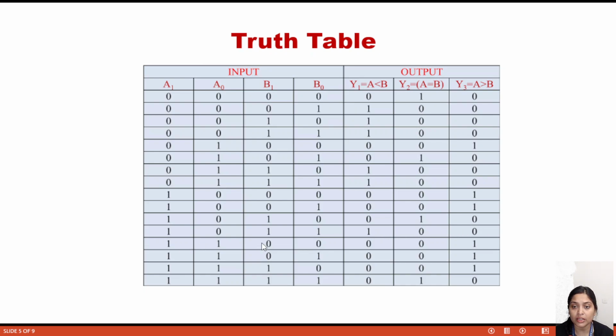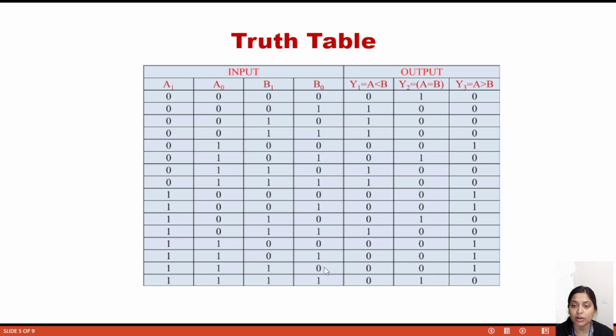Then 1 1 0 0. We will first compare A1 and B1. Here we can easily understand that A1 is 1, B1 is 0. So A greater than B. We will put 1 for A greater than B, other positions 0. Then 1 1 0 1. Again here A1 is 1 and B1 is 0. So again A greater than B. We will put 1 for A greater than B, other positions 0.